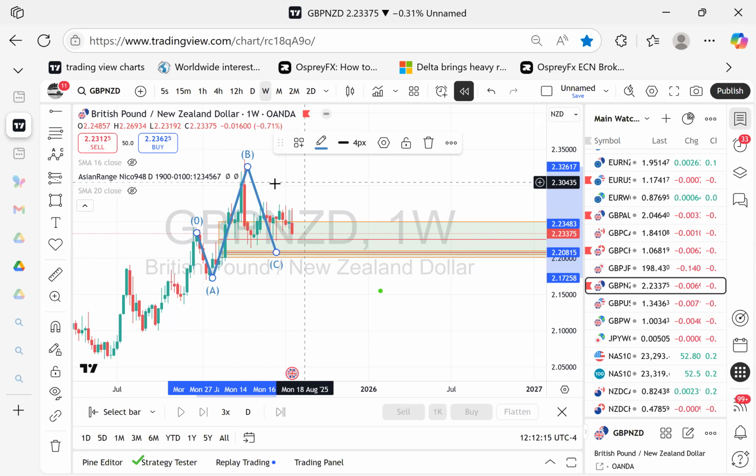Now, again, there is a way you can take advantage of this pullback all the way down here to your zone. And that's by dropping down to a smaller time frame, like the 4-hour, watching for the change of character and the pullback in order to take a short.